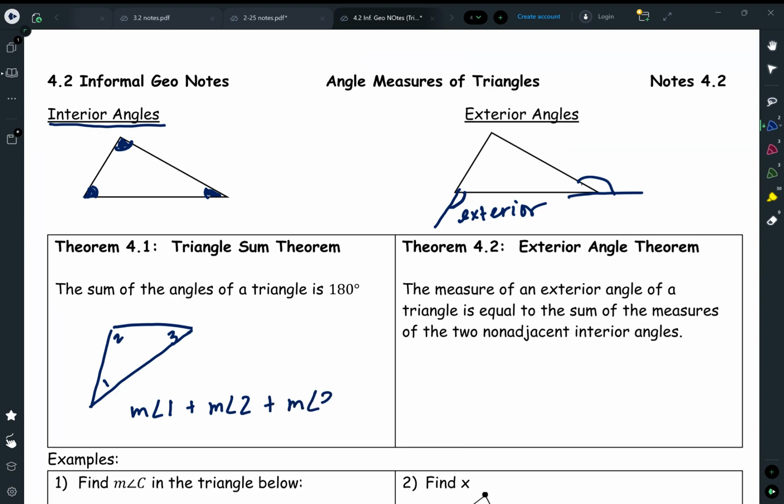And remember, when we talk about adding up angles, we're really adding up their measures. So I have m's on all of those.